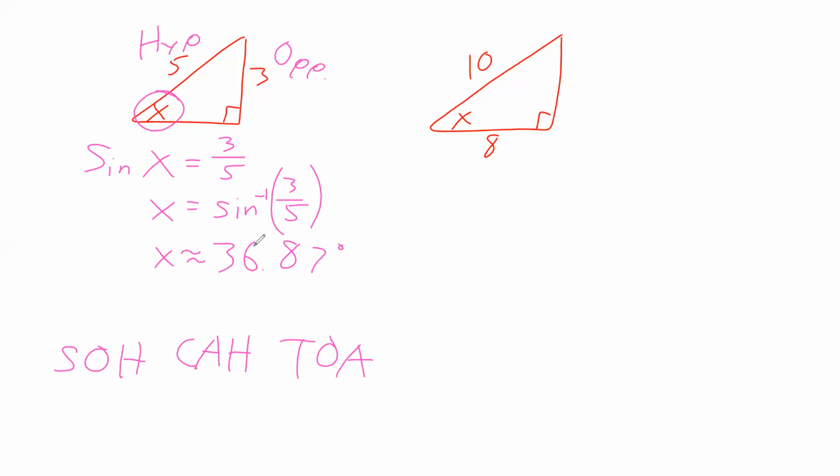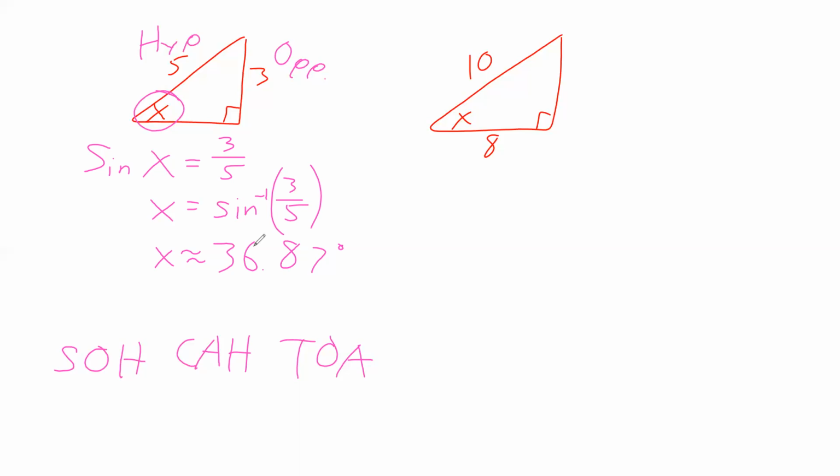If you have this calculator, it just has a single line entry. So you could do 3/5 first, hit enter, so you have it as a decimal, which would be 0.6. Then take the inverse of that. So second sine. You should get that answer.